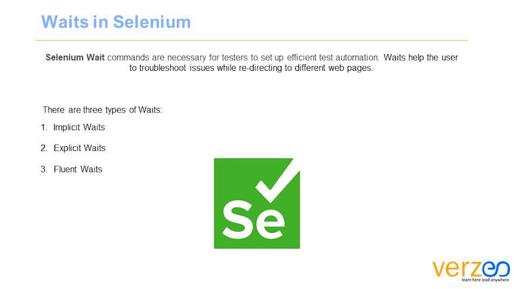So in this case, even if the element is not located, it will wait for a particular amount of time. If you have specified 30 seconds of implicit wait, no matter what, even if the element is not found, it will wait for 30 seconds and then it will throw the exception. Till 30 seconds, it will keep on waiting on the particular page.